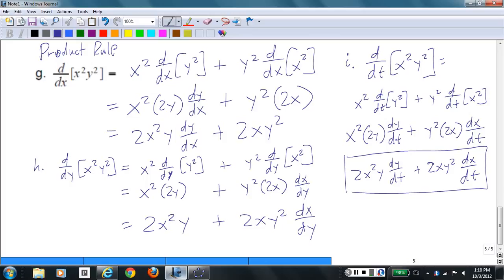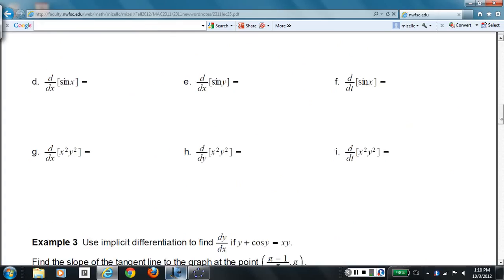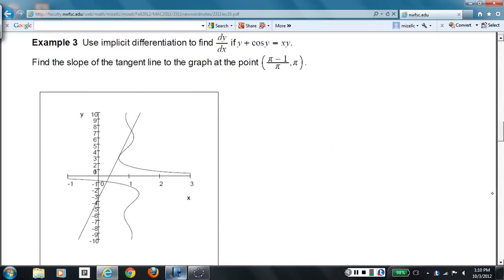That's kind of a warm up, kind of the sorts of things we would need to do if we had an equation that defined an implicit relationship between x and y.